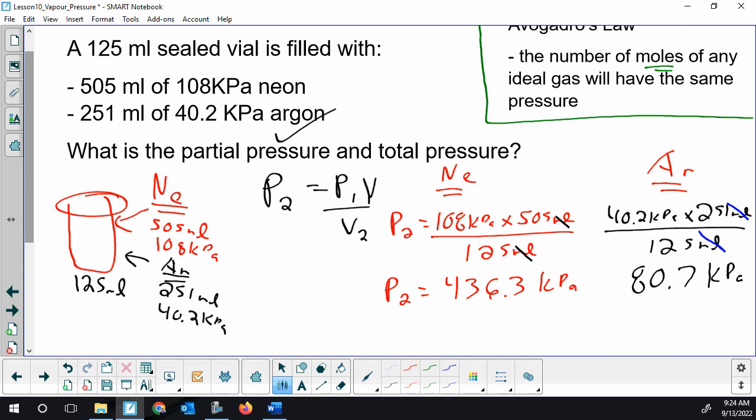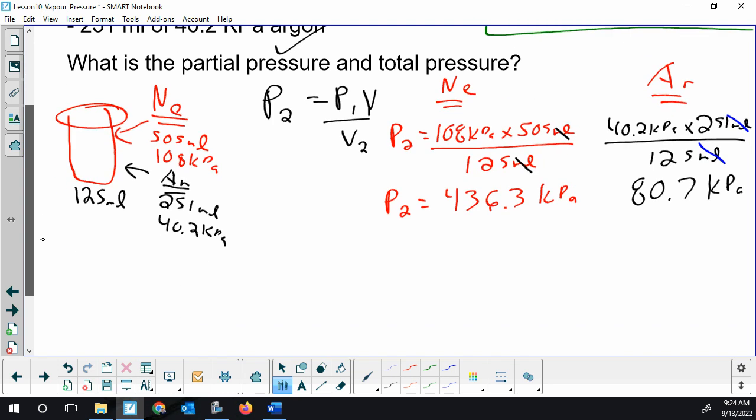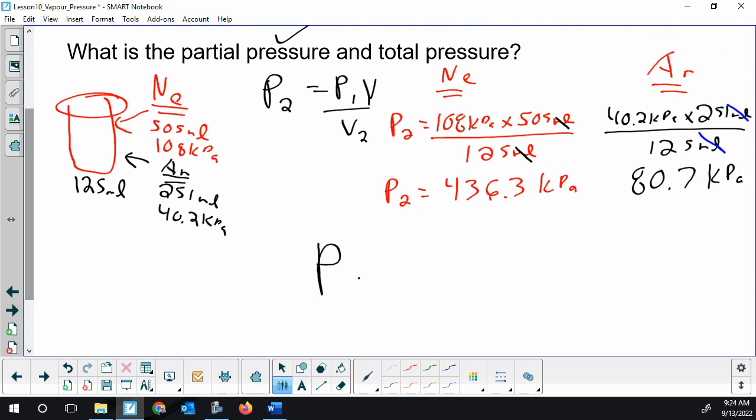Most of the pressure is coming from neon. A smaller amount of the pressure is coming from argon. What's the total pressure? I just have to add those two up. I'm not going to bother rewriting them for the sake of time. And we have 3 sig figs in pretty much all of our data. So when I add them together and then I round, I get 517 kilopascals.